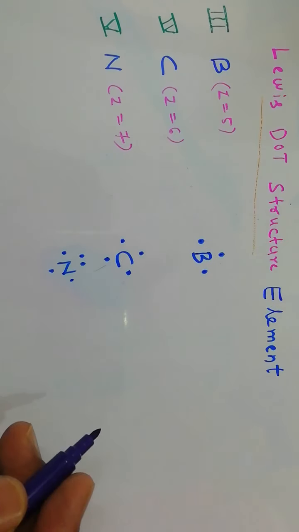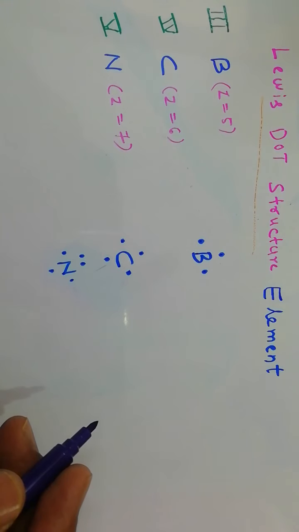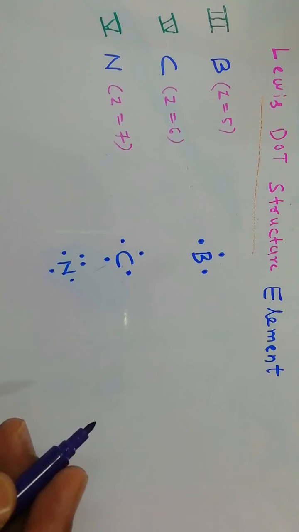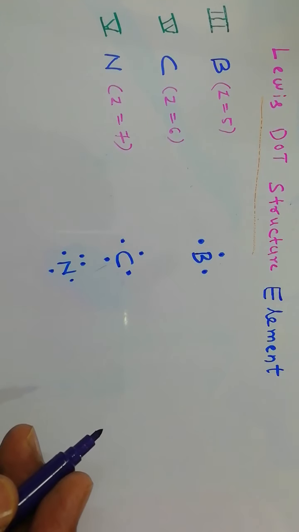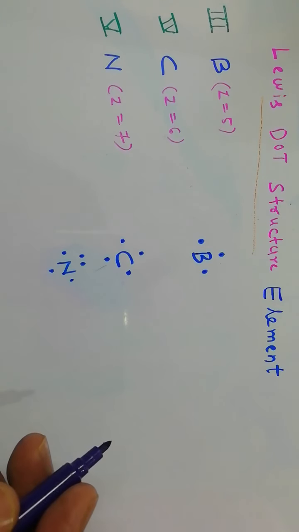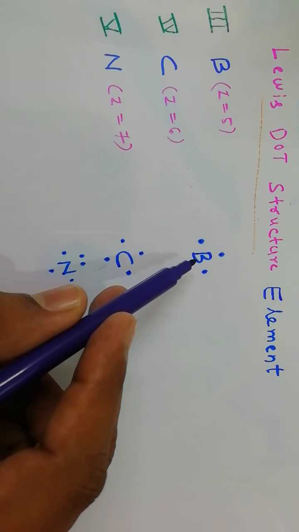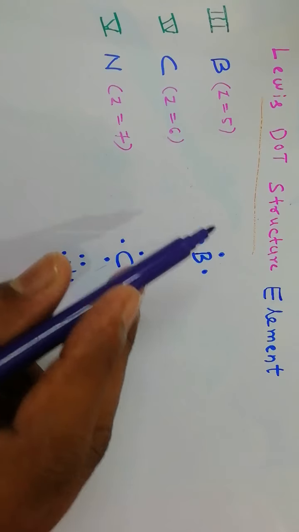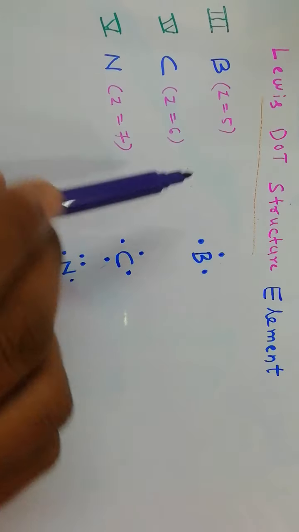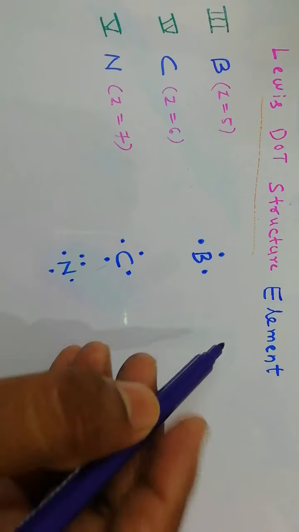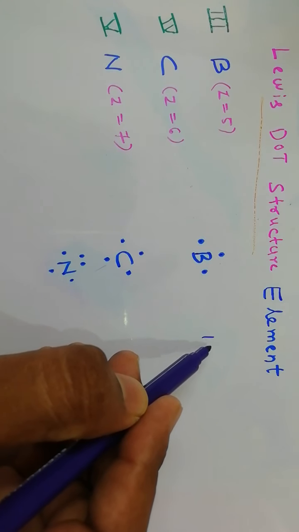Here the students may get a doubt. For example, if I do not remember the group number of that element, how would I represent the Lewis dot symbols? Simple. Boron belongs to the third group, but suppose you don't know that; you may know the atomic number of the boron atom. So just write the electron configuration according to the atomic number.